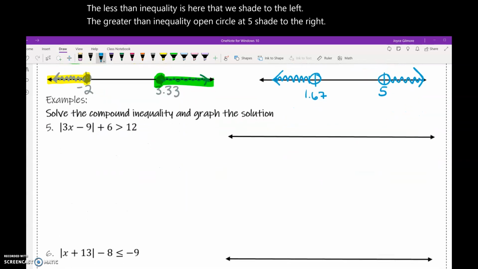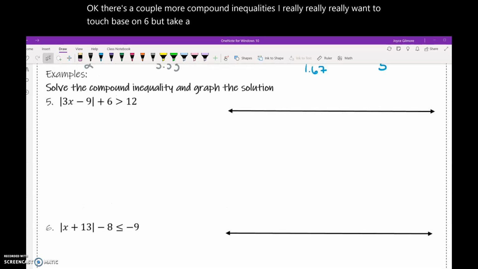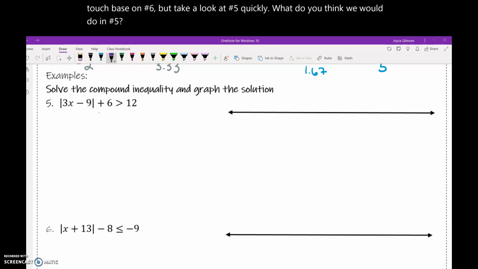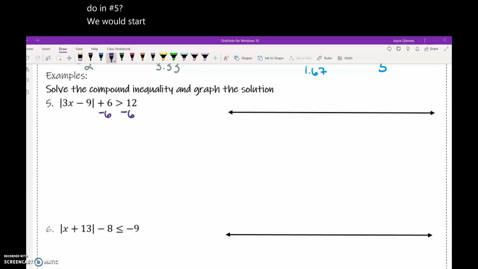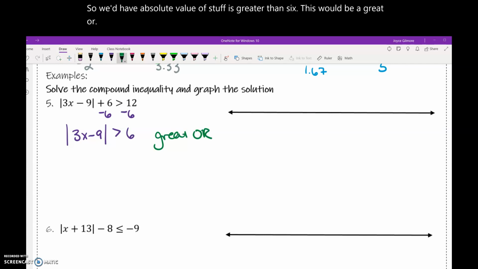Okay, there's a couple more compound inequalities. I really want to touch base on number 6, but take a look at number 5 quickly. What do you think we would do in number 5? We would start by subtracting 6 on both sides. So we'd have absolute value of stuff is greater than 6. This would be a greater than, like we just did.